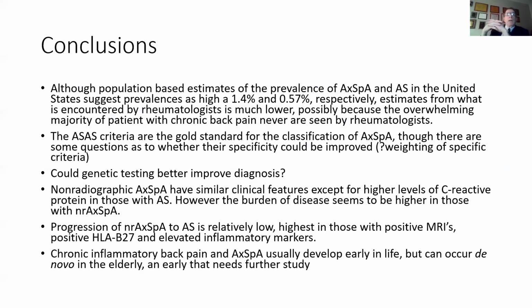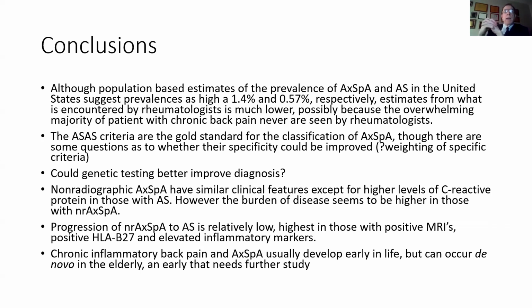So although population-based estimates of the prevalence of axial SpA and AS in the United States suggest prevalence as high as 1.4% and 0.5% respectively, what is counted by rheumatologists is much lower, possibly because the overwhelming majority of patients with chronic back pain are never seen by rheumatologists. The ASAS criteria are currently the gold standard for the classification of axial SpA, but whether or not they can be improved is being evaluated. Can genetic testing improve diagnosis? That is now being looked at.